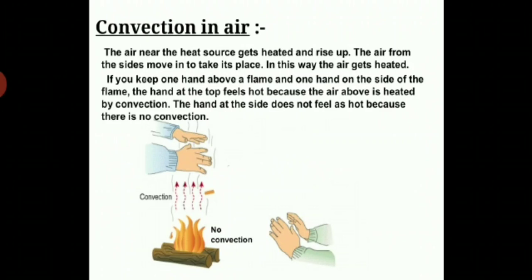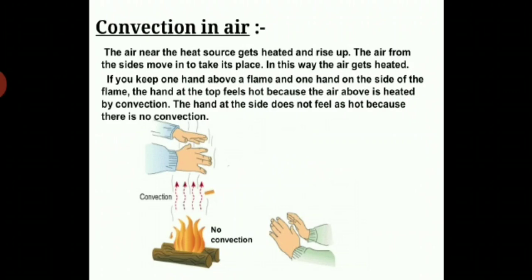Now you will see convection in air. How does convection in air take place? The air near the heat source gets heated and rises up. The air from the sides moves in and takes its place, and in this way the air gets heated. If you keep one hand above a flame and one hand on the side of the flame, the hand at the top will feel hot because the air above is heated by convection. The hand at the side does not feel as hot because there is no convection.